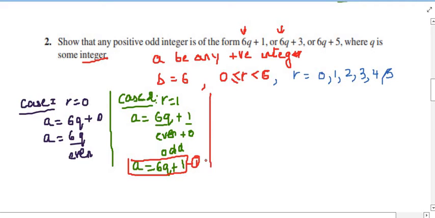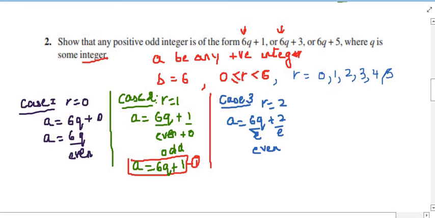Now we'll take case 3. When r is 2, so a will be equal to 6q plus 2. This is even, this is even. Even plus even will be an even integer. So it means it will be an even integer. Now we will take case 4.